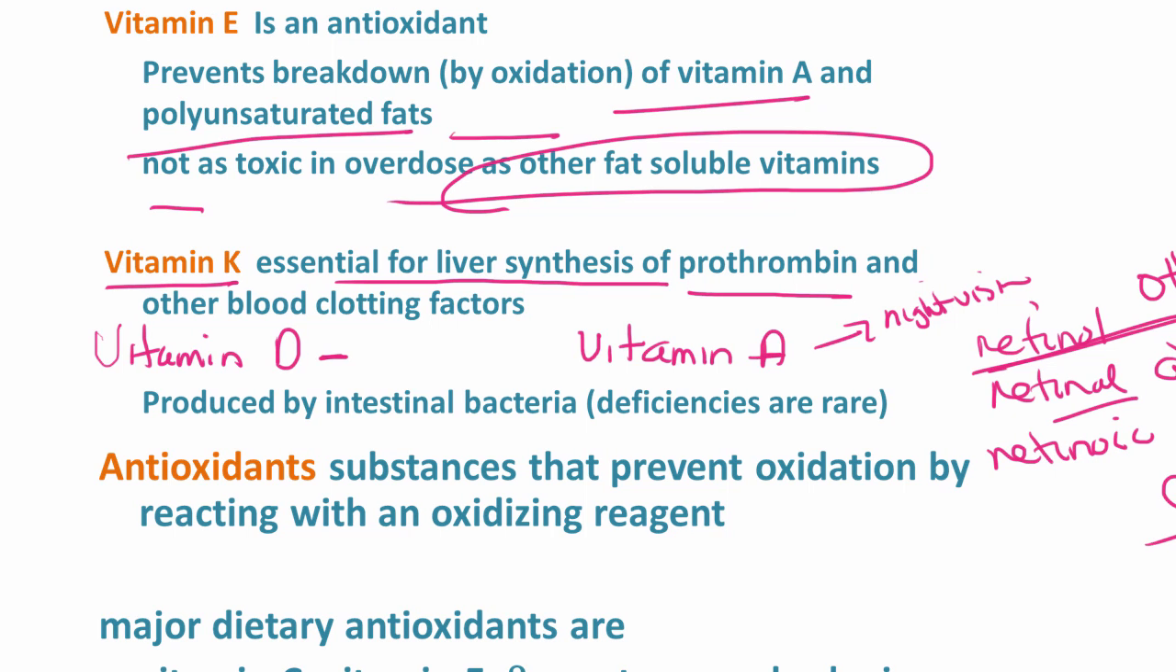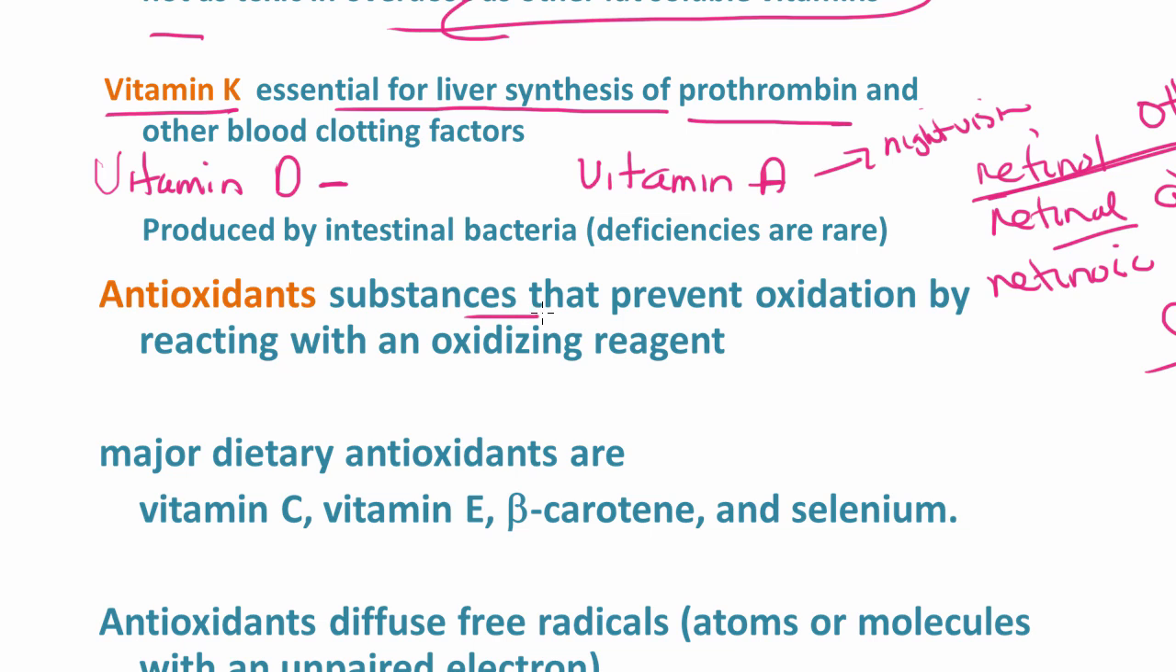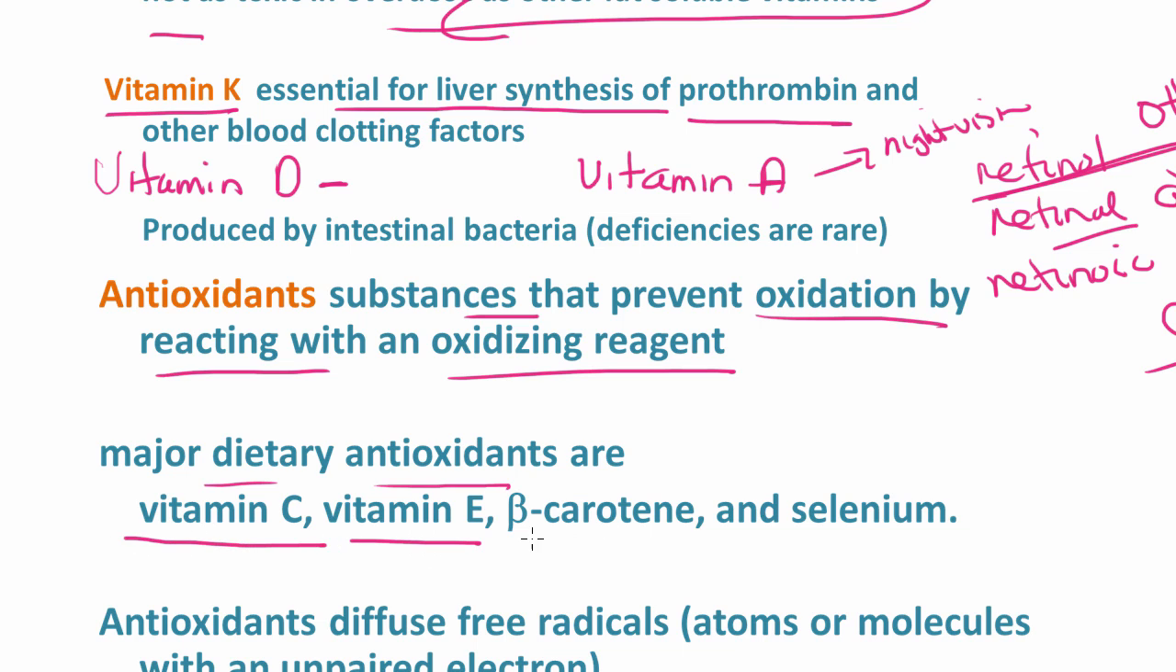So now we can talk about some antioxidants. These are substances that prevent oxidation. How do they do that? They actually react with an oxidizing agent. So our major dietary antioxidants are, of course, vitamin C, vitamin E, beta carotene, and selenium.